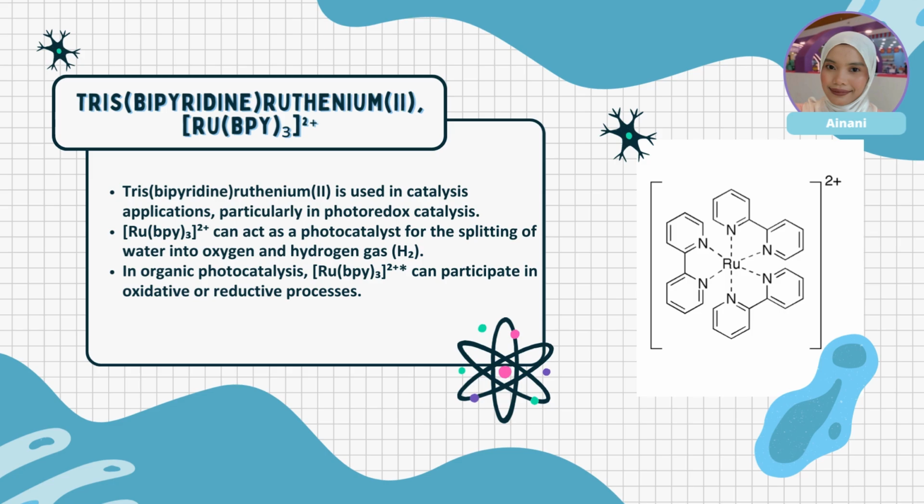Meanwhile, in organic photocatalysis, tris-bipyridine ruthenium(II) can participate in oxidative or reductive processes. For example, it can oxidize organic substrates by transferring high-energy electrons to initiate chemical reactions that are otherwise difficult under normal conditions.